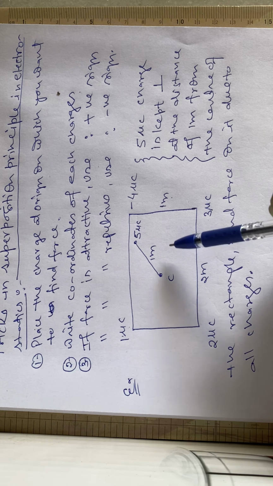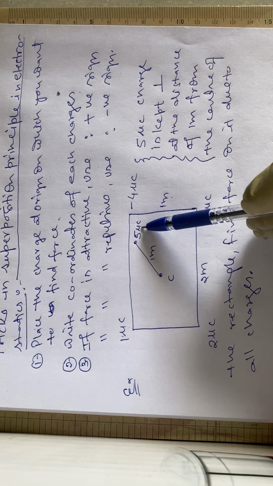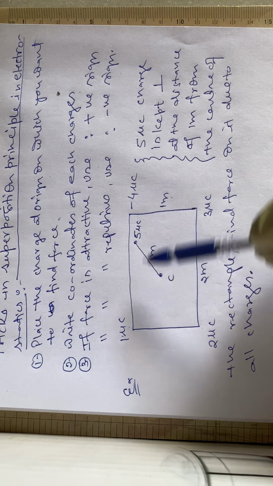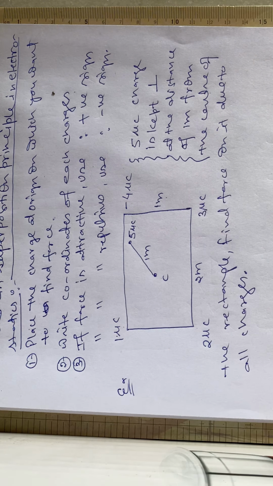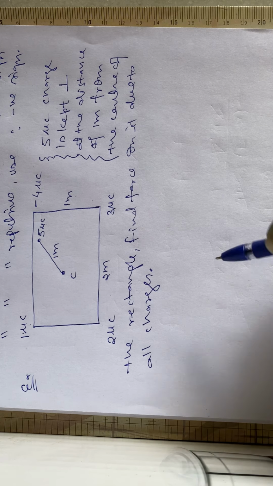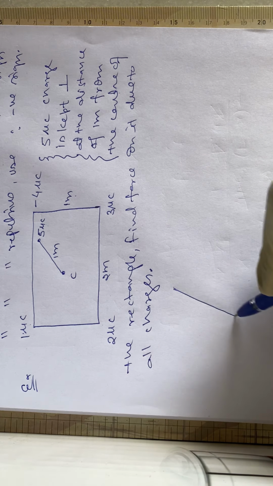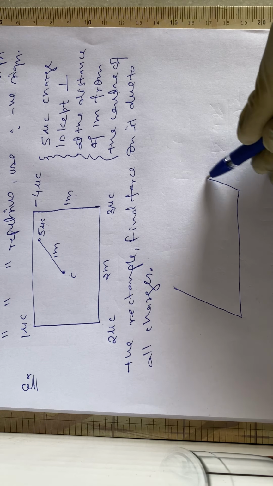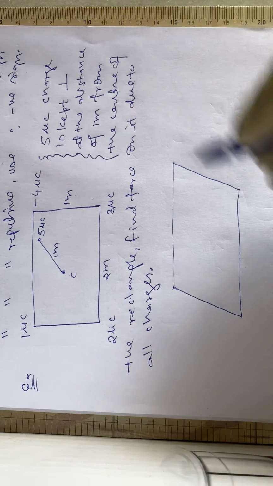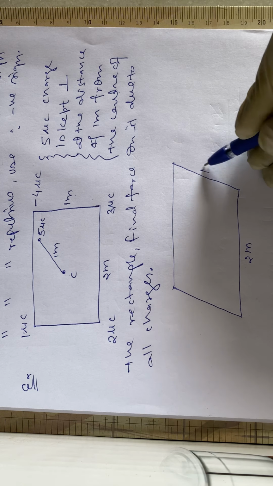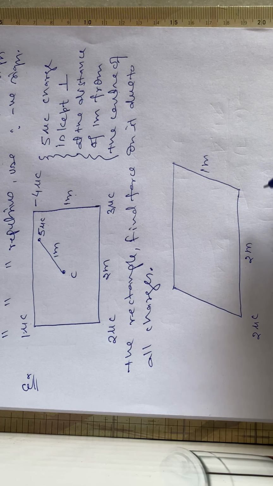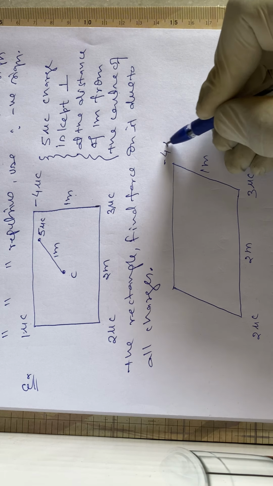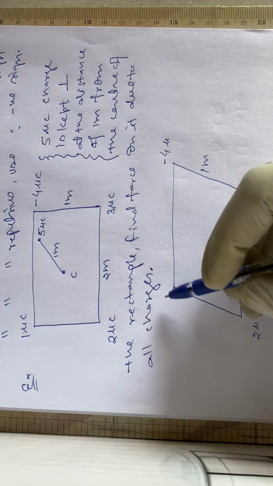What you have to do is place this 5 microcoulomb charge at the origin. Then you have to write down the coordinates of each charge. Okay, so let's see. I want to find the force acting on the 5 microcoulomb charge. How do we do it? Say, make a rectangle. Say this is 2 meter by 1 meter. Here is the 2 microcoulomb charge. Here is the 3 microcoulomb charge. Here is the minus 4 microcoulomb charge. And here is the 1 microcoulomb charge.